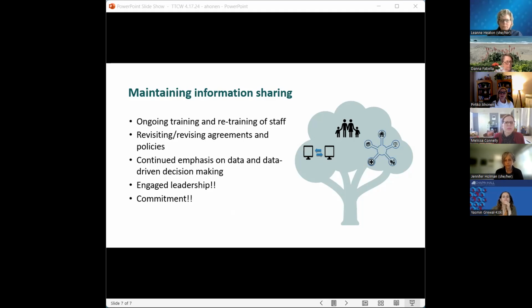So here are some things that the programs have found to be really important in order to maintain the information sharing or even more formal data sharing that has been achieved. One is ongoing training and retraining. In child welfare programs as well as TANF programs, there tends to be a lot of staff turnover. It's important to have procedures in place to keep training new staff, but also retraining existing staff. Revisiting and revising agreements and policies that describe the data sharing procedures, continued emphasis on data and data-driven decision-making, engaged leadership, and just the ongoing commitment are the big things to highlight.